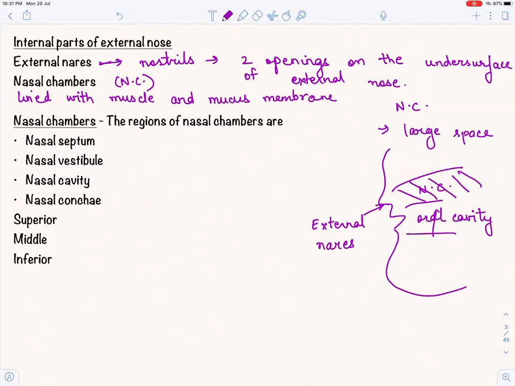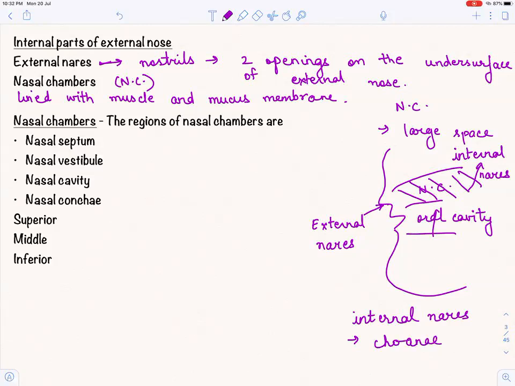Very good. Okay, so where the nasal chamber ends, there are also the internal nares. Here we saw external nares and these are internal nares. Internal nares can also be known as choanae, just like external nares are also called nostrils.